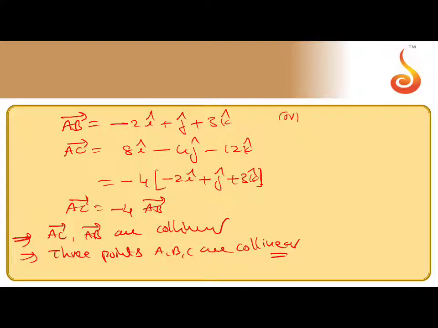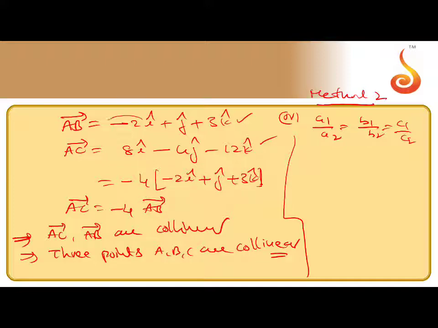And there is a second method. After getting AB and AC, since the three points are collinear, you can use the ratio concept: A1 by A2 equal to B1 by B2 equal to C1 by C2. This is the second method. So what is the ratio here? The i component is -2 in one and 8 in the other, that is -2 by 8. The j component is 1 by -4, and the k component is 3 by -12.